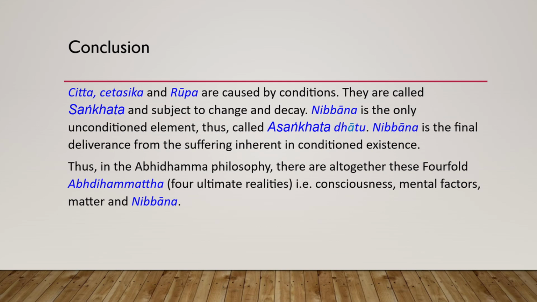Thus, in the Abhidhamma philosophy, all together these are the fourfold Abhidhammattha, the four ultimate realities, that is, consciousness, mental factors, rupa, and nibbana.